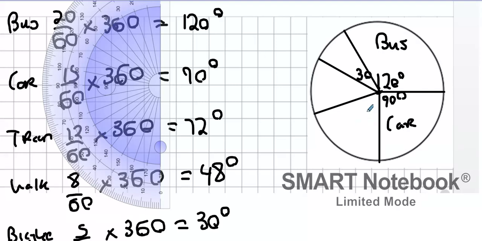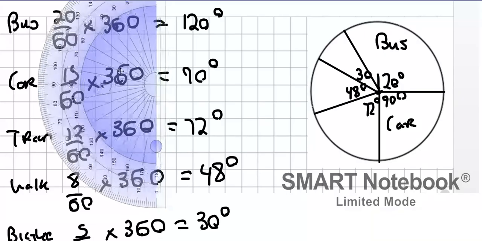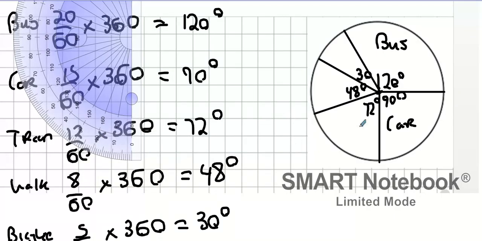And what's that leave the last one as then? 48. And 48 is the walk. 72 is the train. 30 is the bicycle or the bike.